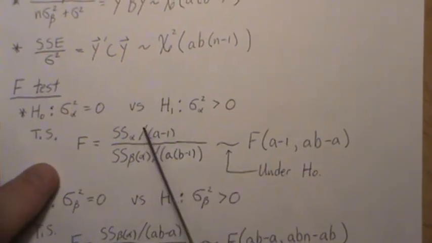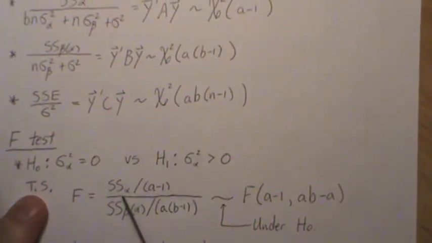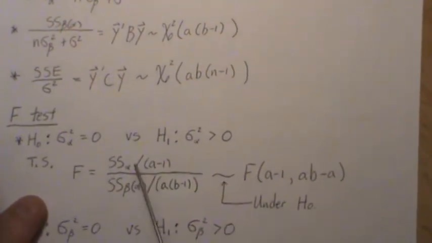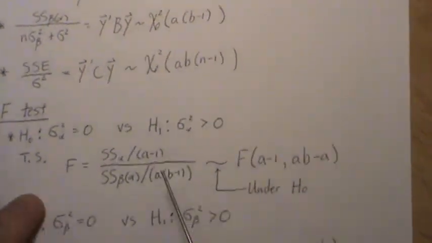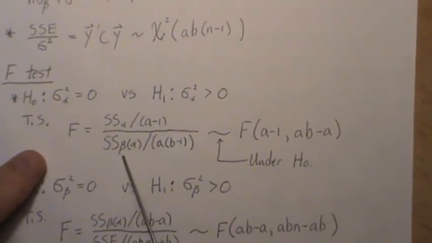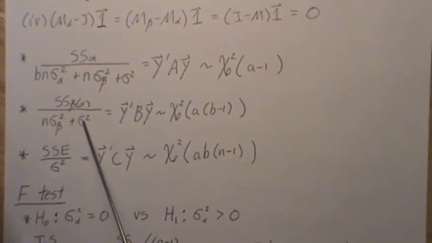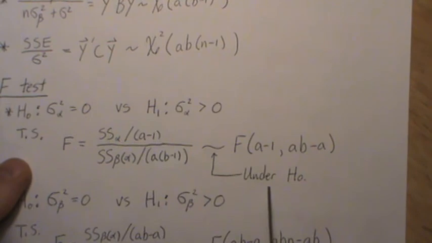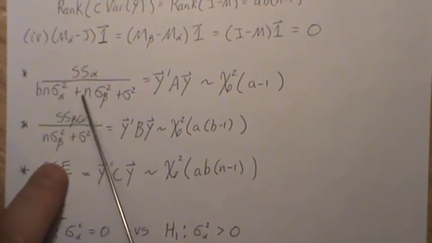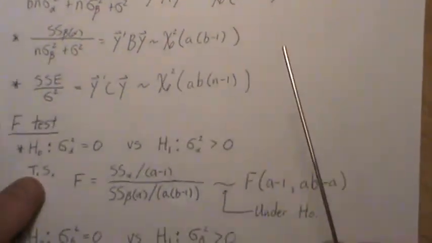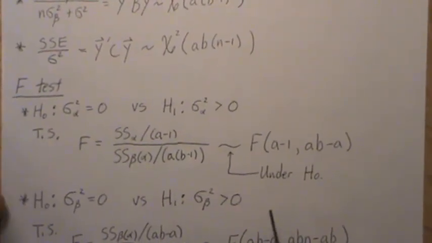And so why is that? Well, this piece here is not a chi-squared unless you divide it by this, right? Then that becomes a chi-squared. And the sum of squares for beta nested within alpha is not a chi-squared unless you divide by this piece. But under the null hypothesis, sigma alpha squared is 0. So this drops out. And then we're dividing by the same thing, and that's 1. So it cancels in the formula under the null hypothesis.